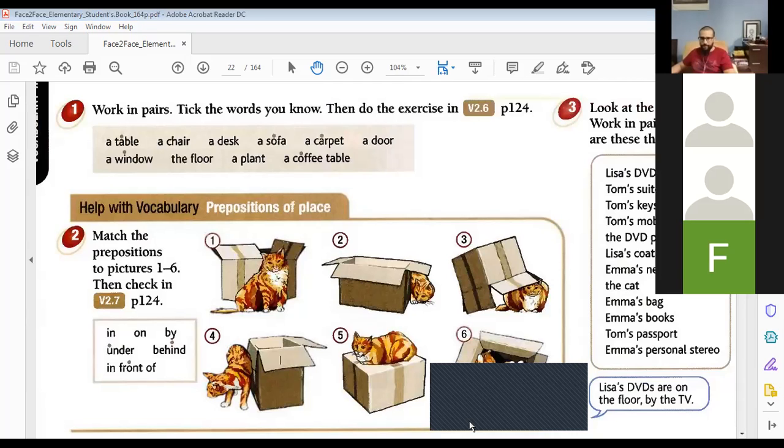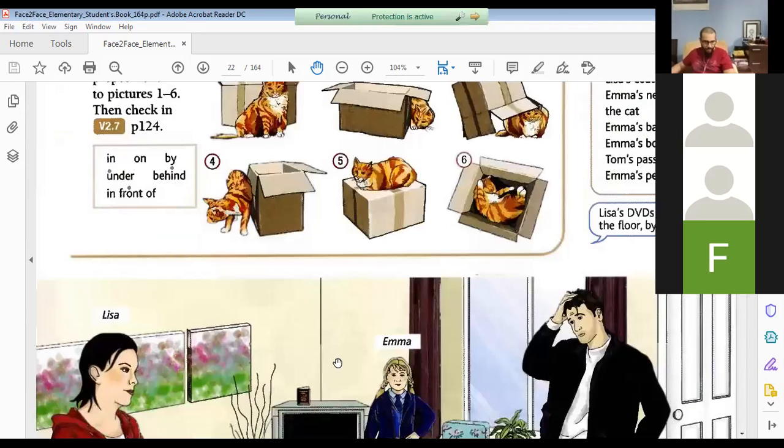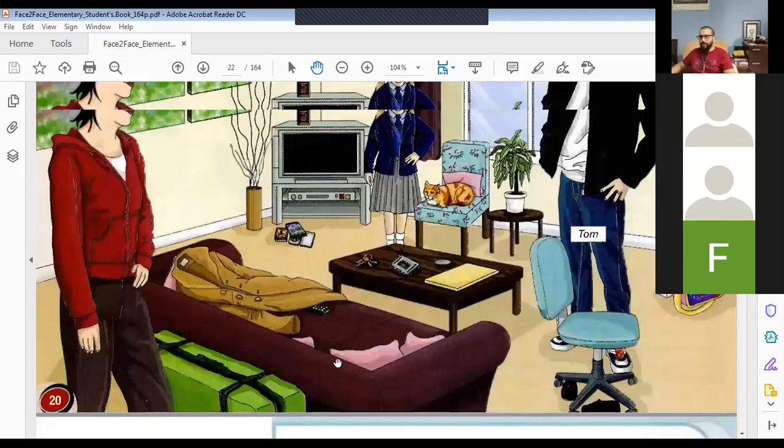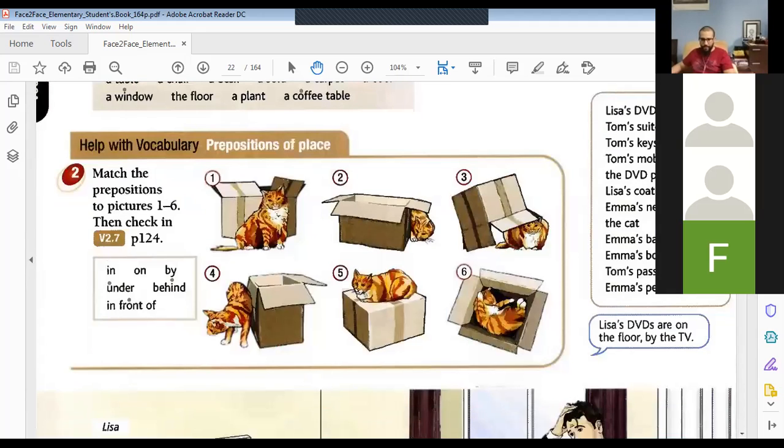Recording 2.16. Okay, let me check if this is the right one. 2.16. Okay, let's listen.